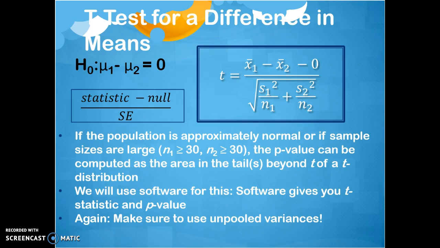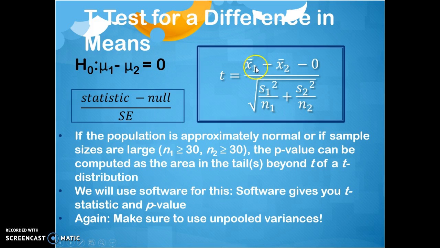For a difference in means, it's still the same idea of taking my statistic, subtracting out my null value that I care about, and dividing by the standard error. It's just that our statistic and our standard error are a little bit more complicated. Our null hypothesis for any difference in means generally is that their difference in means is 0. The population mean difference is 0.